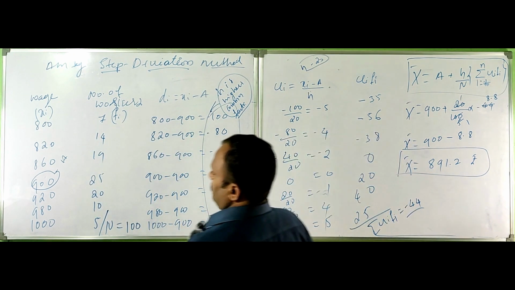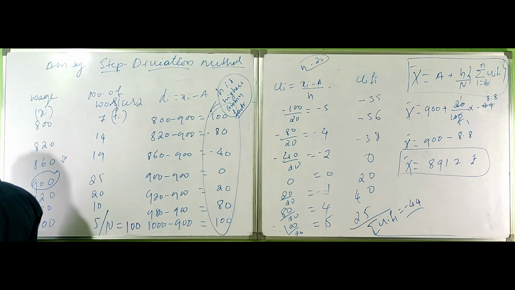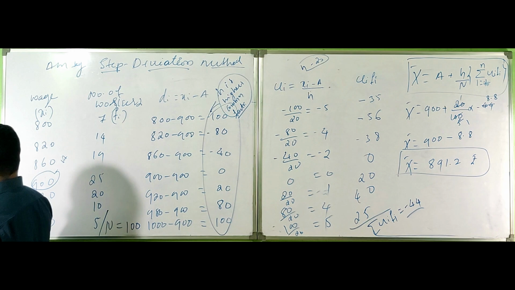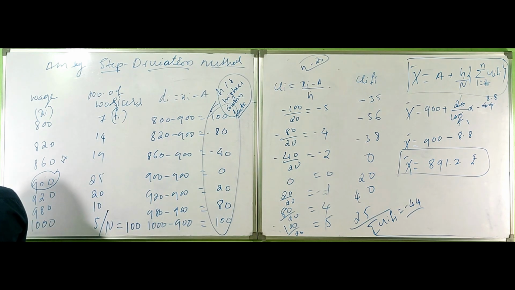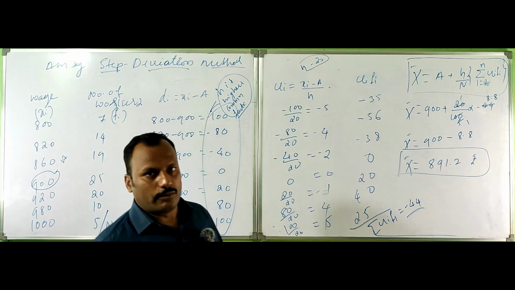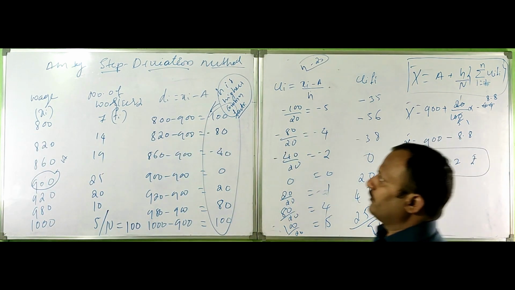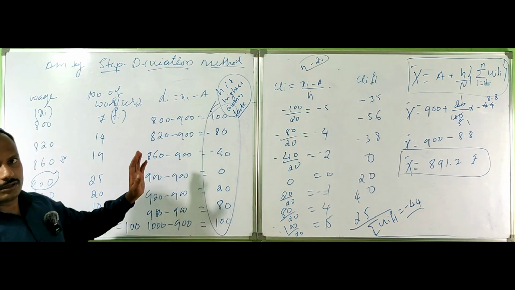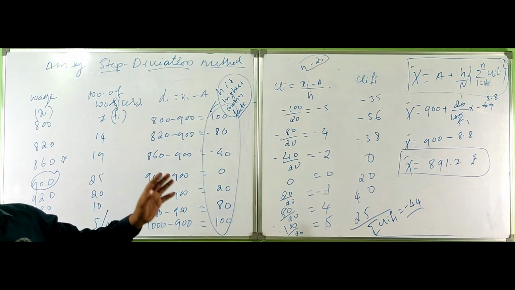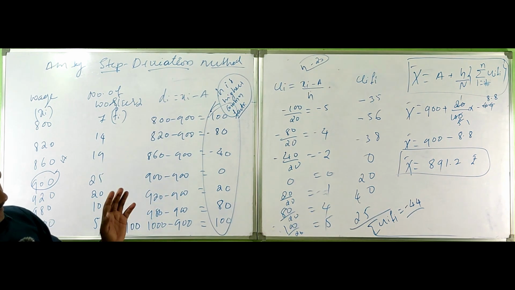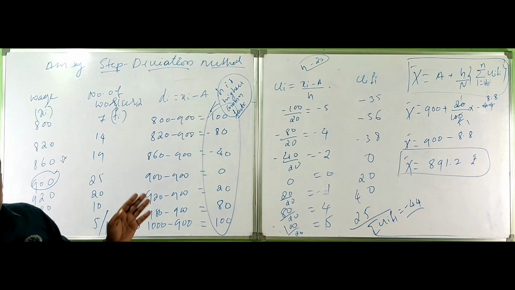Okay. One more time revision. Let's take another example with the weight and the number of workers. Same question. First, the direct method: x bar is equal to summation of fi xi divided by n. And the shortcut method is x bar is equal to a plus 1 by n into summation of fi into di.